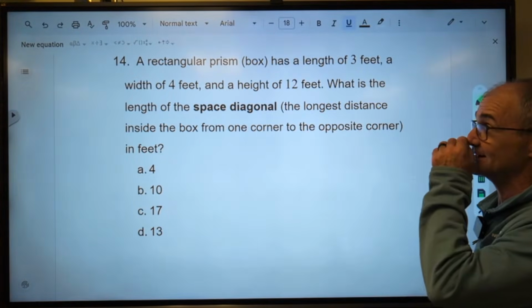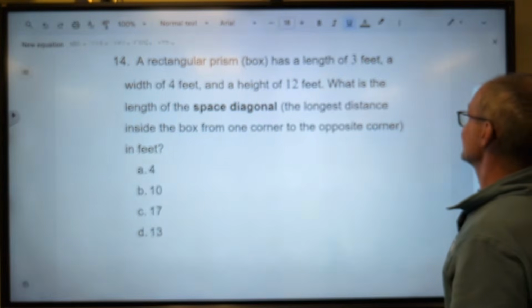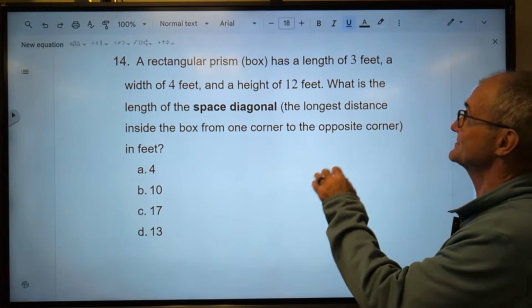All right, hopefully with that little yarn, you got this problem done. See if we can figure this out. A rectangular prism box.